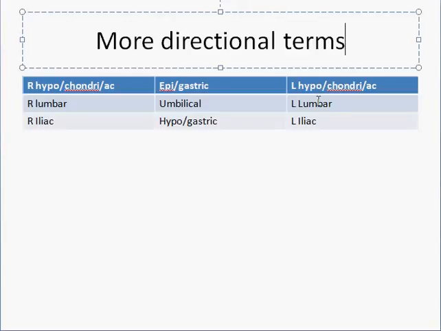Your left lumbar, and your right iliac is just above your hip bone. We'll talk more about iliac and the rest of those things when we get there. And again, right below your stomach would be your hypogastric, because that was epigastric, hypogastric.